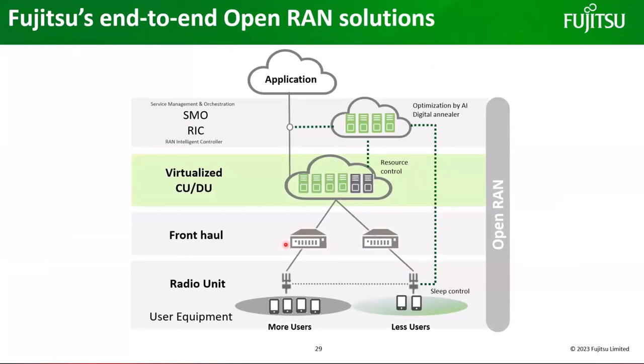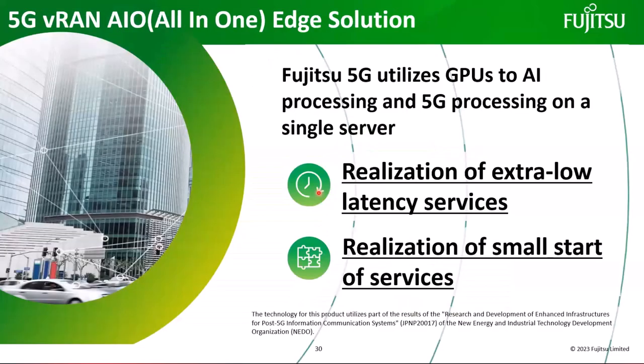Okay, next, let's look at the 5G vRAN all-in-one edge solution. The virtualized CU and virtualized DU built by various vendors are combined with edge AI to provide a solution on a single server. This solution uses NVIDIA GPUs in the virtual base station to provide fast processing, high capacity, and low latency. It also takes full advantage of GPUs and handles 5G communication processing and edge AI processing in parallel.